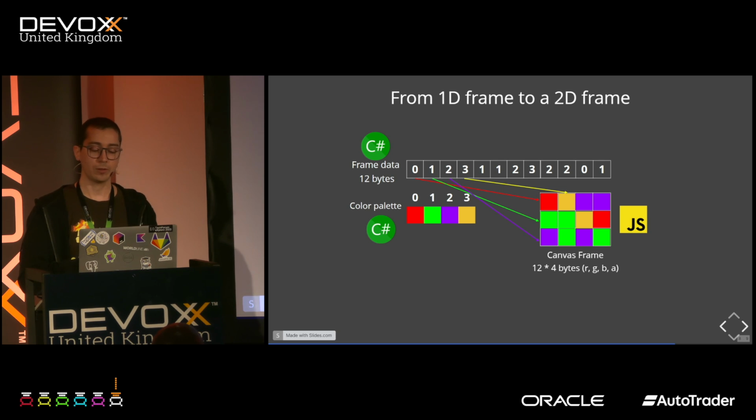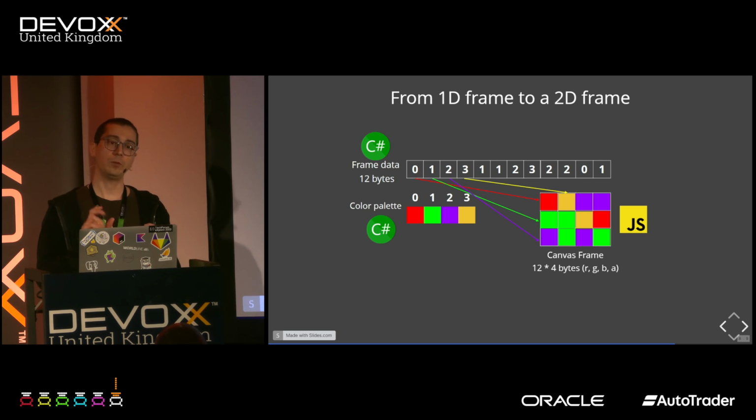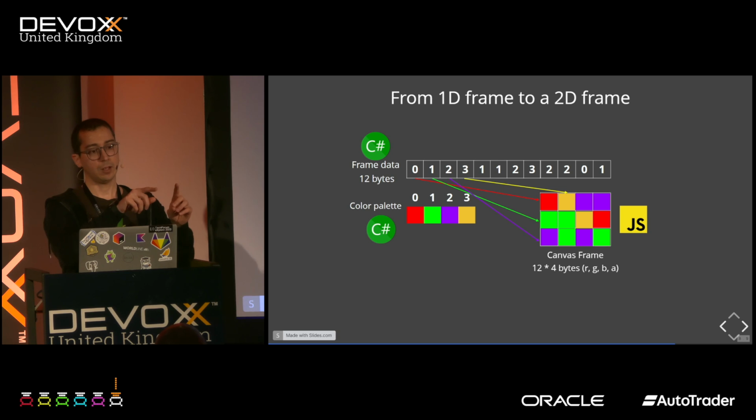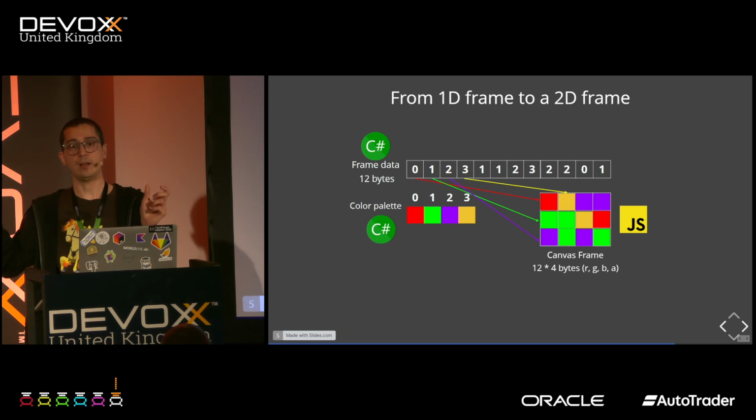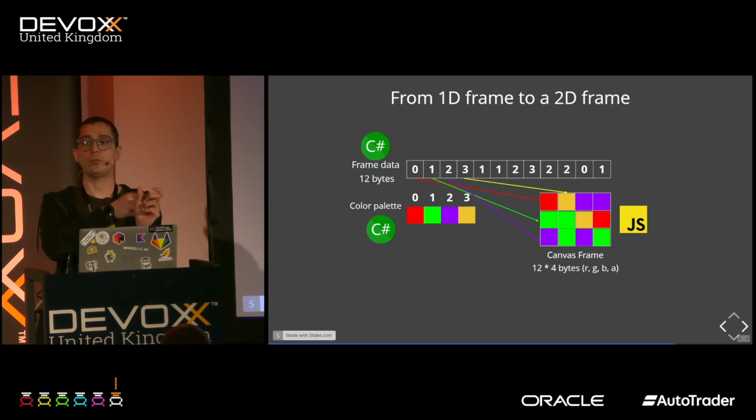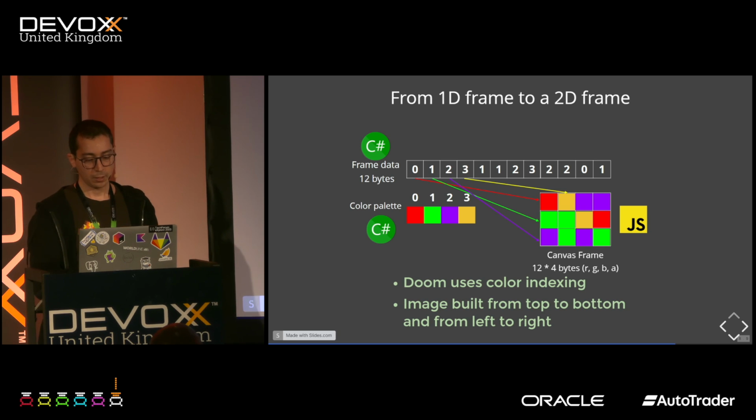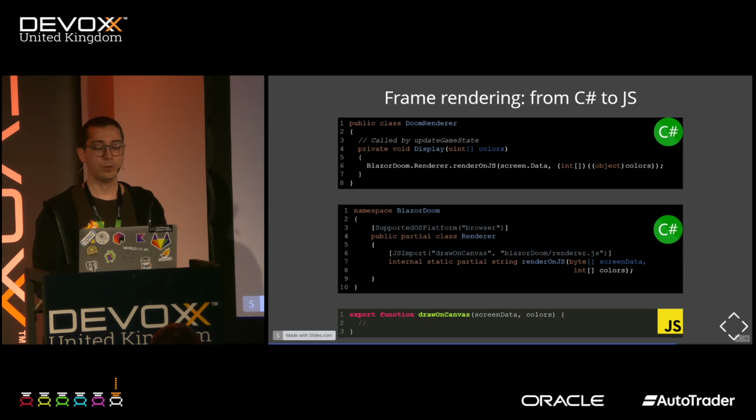Here's what the image looks like. But one thing you need to be careful about in JavaScript is that you have a 2D matrix, but each pixel takes RGBA values. So there is some bit shifting, because for each pixel you have 4 items in the array, since you have RGBA. So Doom uses color indexing, and the image is built from top to bottom and left to right. So here is how the rendering works on C#.